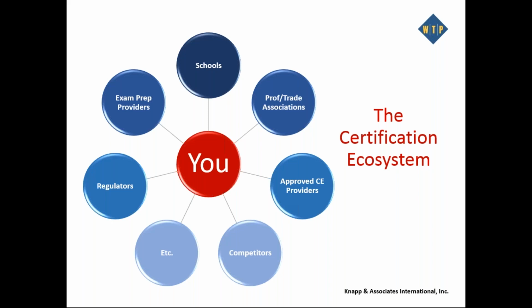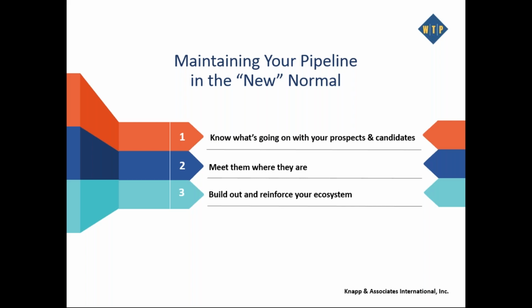And so that covers my business of certification basics. I want to move now into talking about what you can do to maintain your pipeline in this new normal that we have. There are three aspects I'm going to be talking about. First of which is knowing what's going on with your prospects and candidates. This is a very fluid time, and keeping tabs on this is going to be very important. Also, because of the nature of this time, meeting your prospects and candidates where they are is even more important than it's ever been. And then lastly, build out and reinforce your ecosystem.